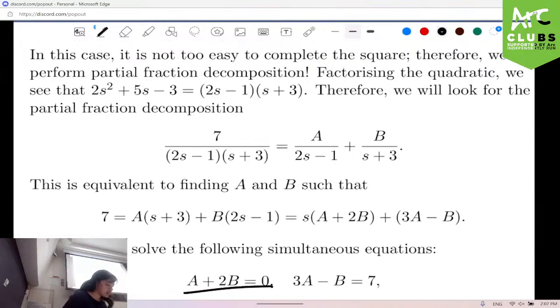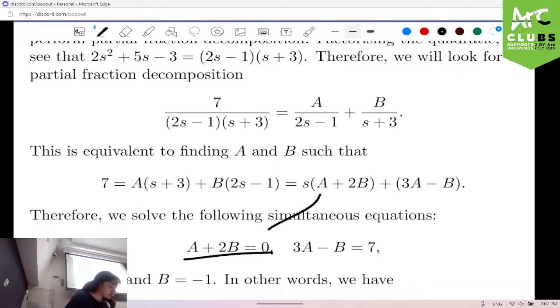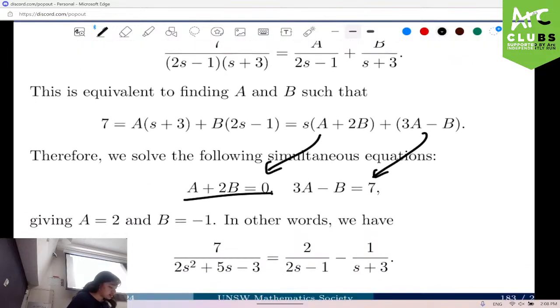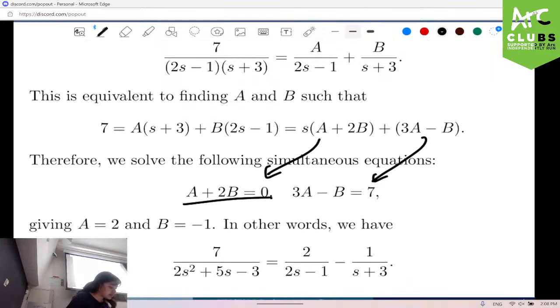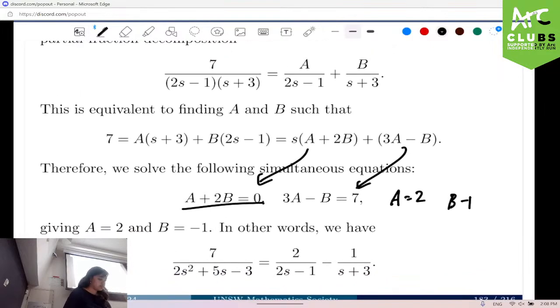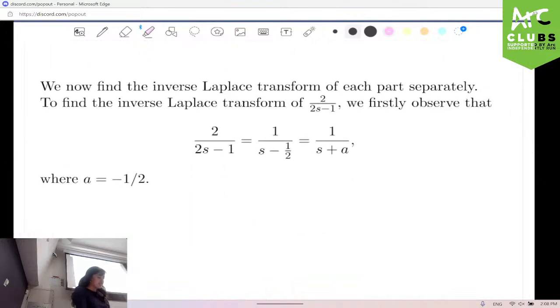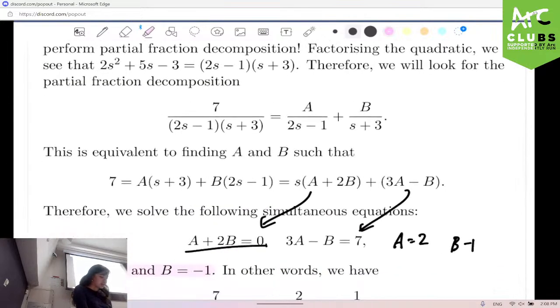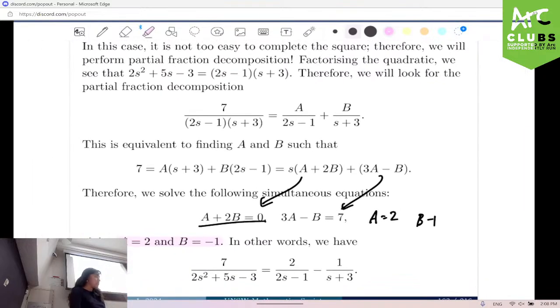So what we can do is A plus 2B equals 0, and then doing that, eventually we will find that A is 2 and B is minus 1. There we go. I'm sorry for not writing it out with you guys, but it's a long process, and who wants to watch me do that? So that's very nice. What does this mean now that we have separated our big fraction into more digestible fractions?